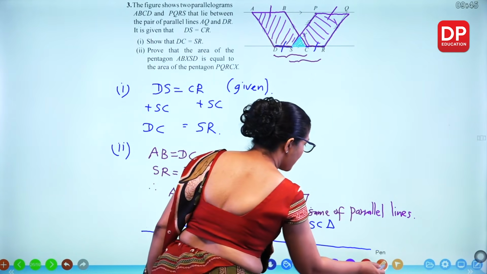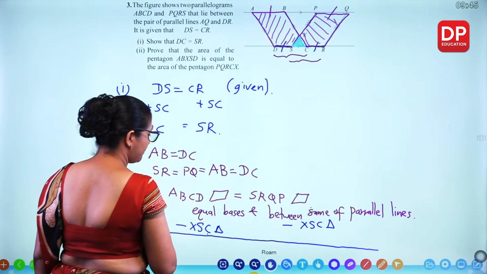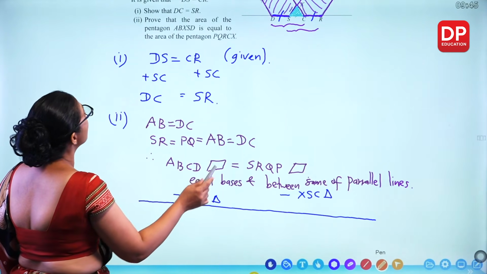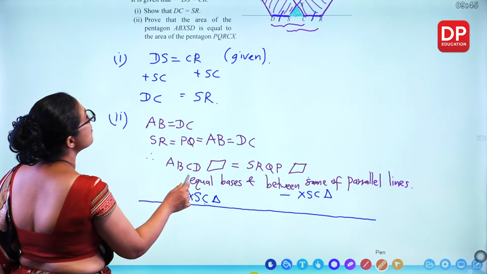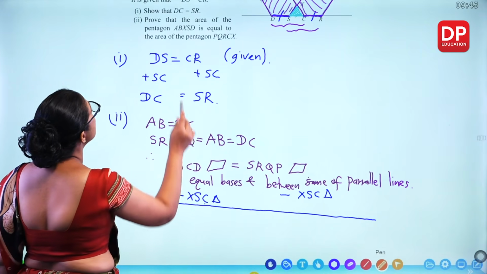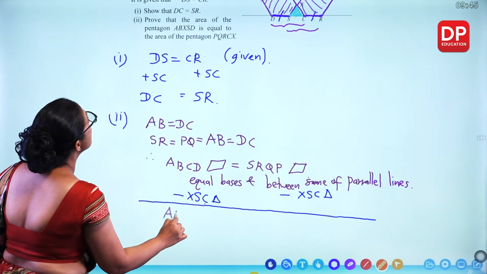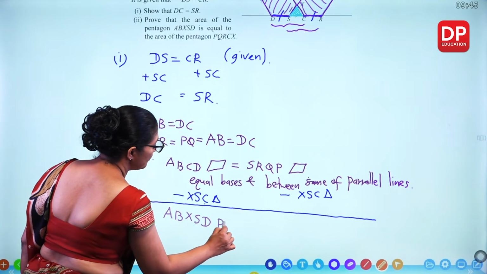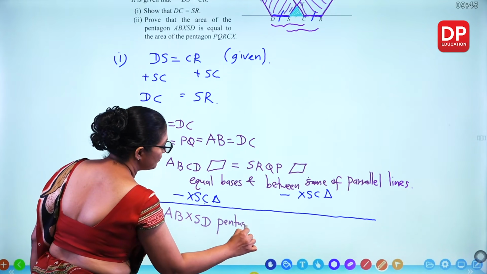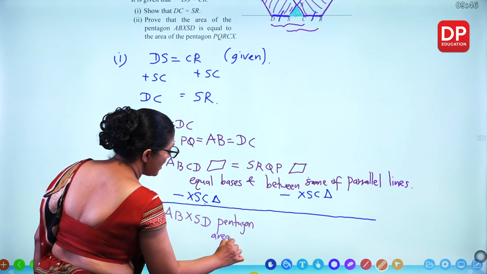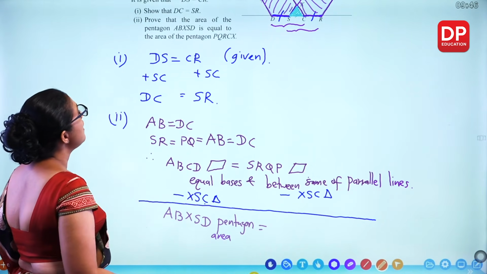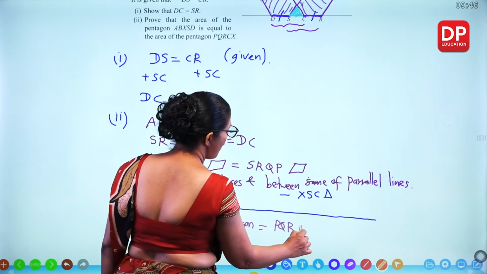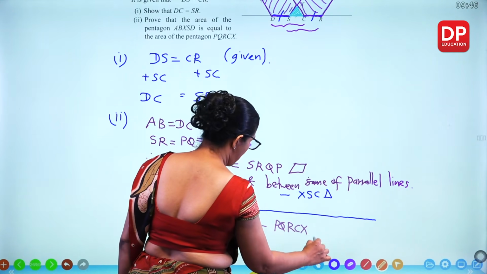I can write, therefore, when you subtract this one, you get ABXSD pentagon area is equal to the other area. What's the other pentagon? PQRCX pentagon.